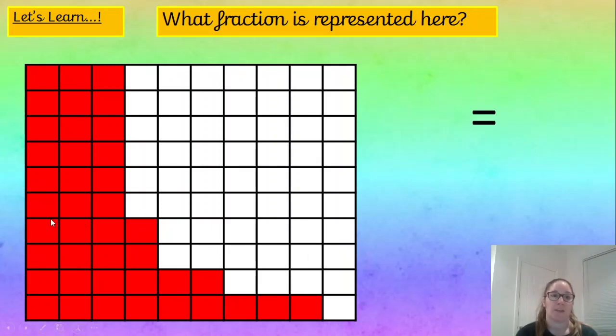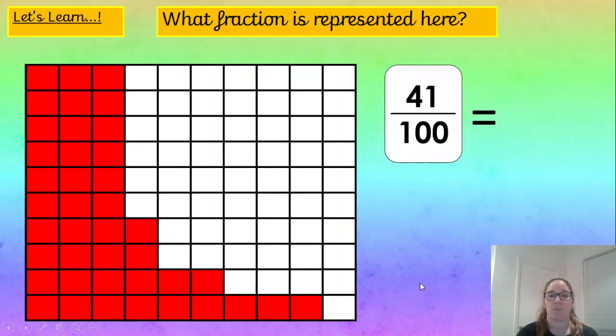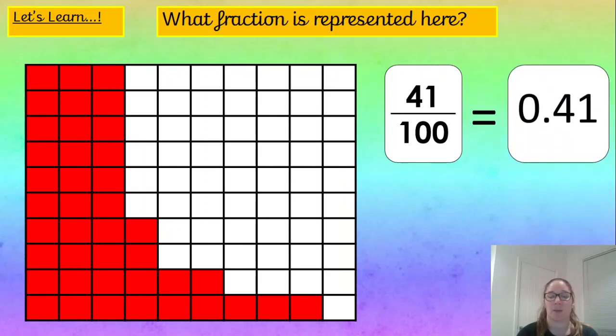Okay, so we can see we've got 10, 20, 30, 34, 36, 38, 39, 40, 41. 41 out of 100. How are we going to write that as a decimal? Well, if we know 0.9, or 0.90 if you want to remember, is 90, then 41 out of 100 is going to be 0.41, because we've got 41 shaded parts out of 100.